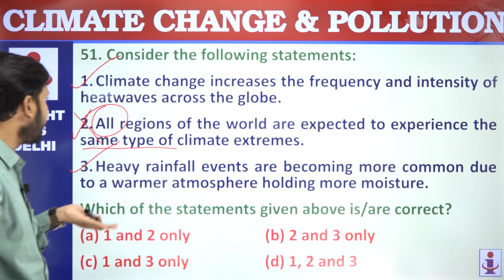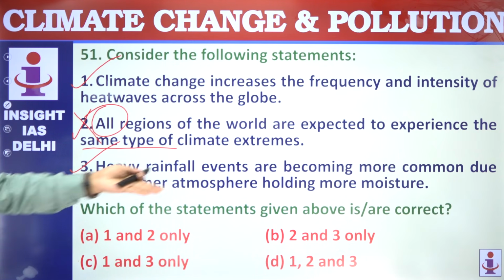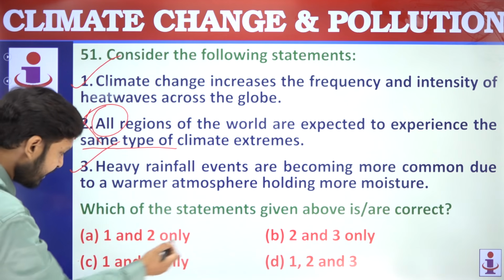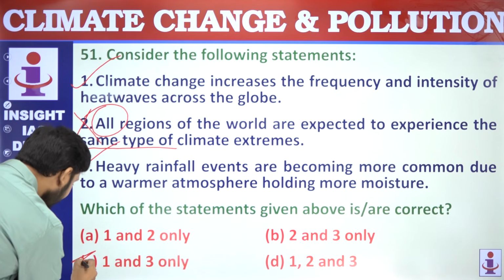Okay, this is the statement they have given. So 1 and 3 are correct and they are asking the correct statement. So 1 and 3 are there in C. Okay, 1 and 3 are there in the C.